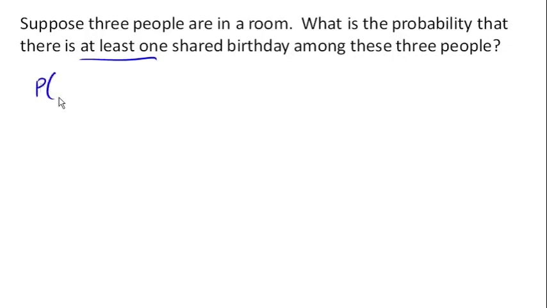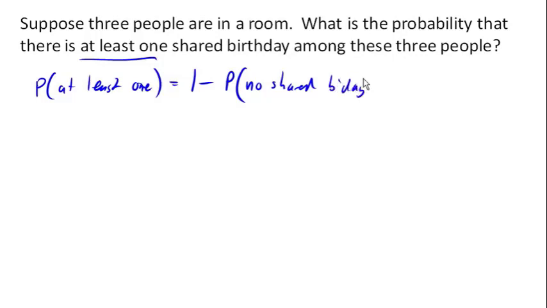The way we're going to tackle this is the idea that the probability of at least one is easiest to think about through its complement. So what is the complement of at least one shared birthday? Well, the opposite of at least one shared birthday is no shared birthdays, and that's the probability we're going to try to find. In order for there not to be any shared birthdays, each person is going to have a different birthday.